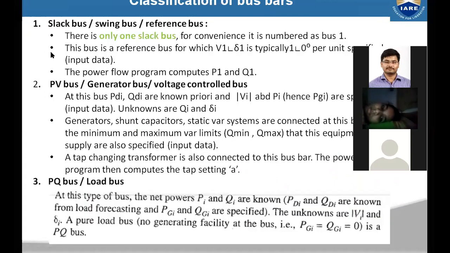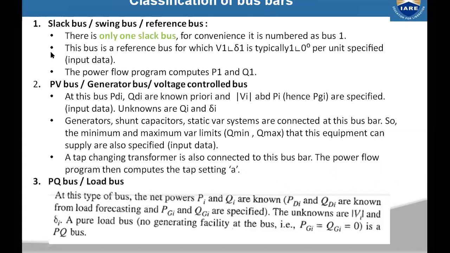Now if you observe again the classifications of bus bars, let us define them again. How many classifications are there? There are 3 types. The first is the slack bus. The slack bus is also called the swing bus or reference bus, right?